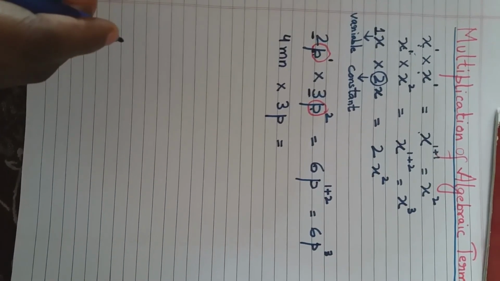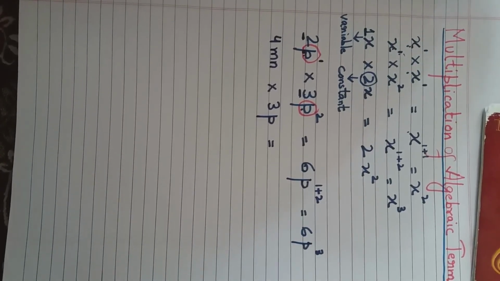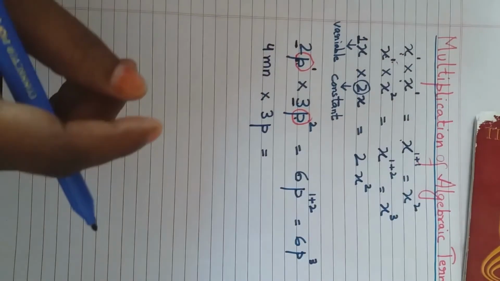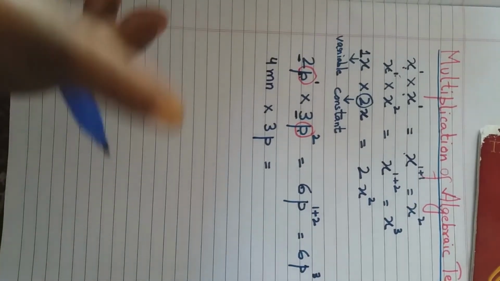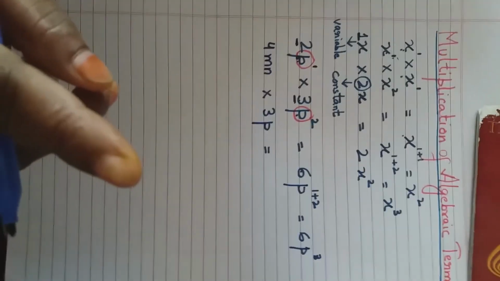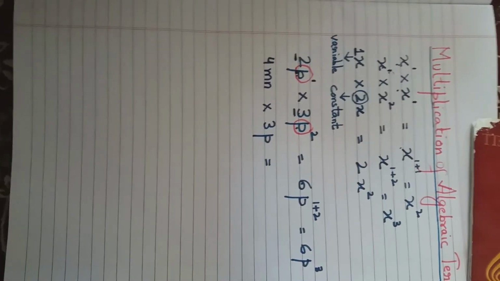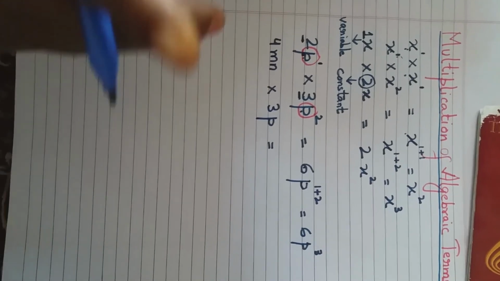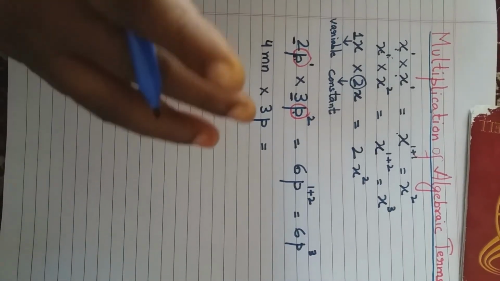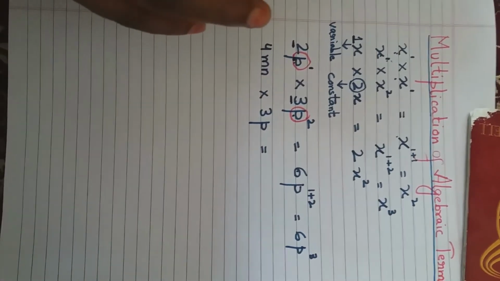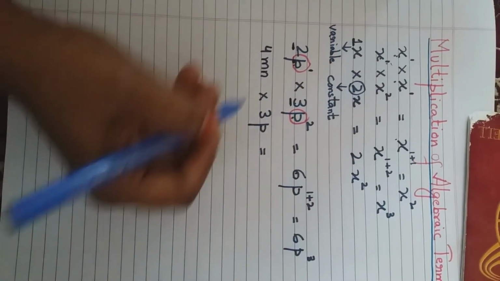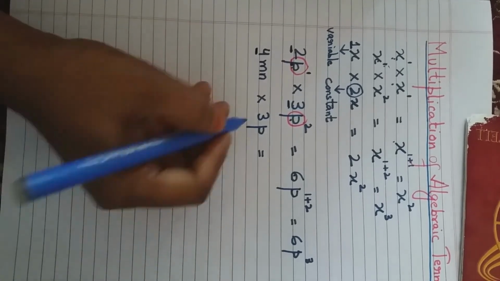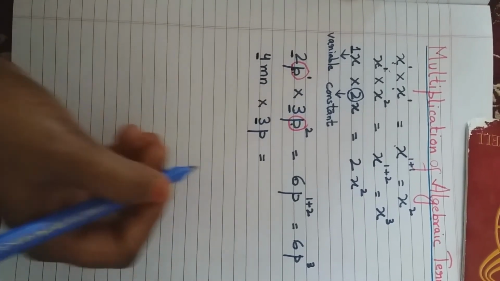Just remember, children, when you multiply algebraic terms, remember to do the multiplication of constant with constant and variable with variable. The powers will be added for the same variable. If the variables are not the same, then you will not add the powers. Here 4 is the constant in the first case, 3 is the constant in the second.